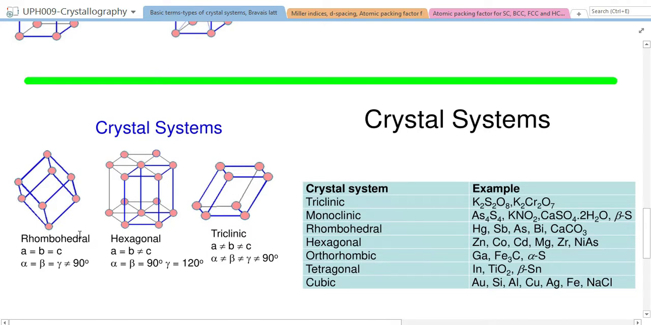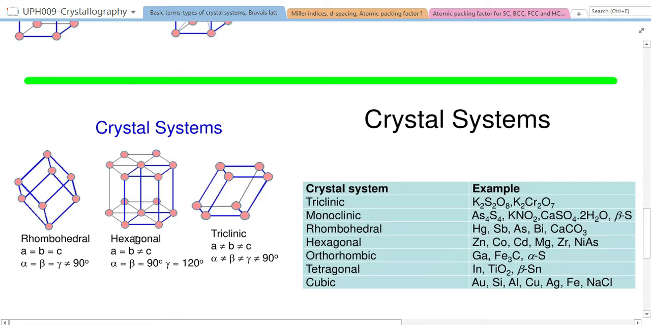So 1, 2, 3, 4, 3 more, right? 7 total. Then another is called rhombohedral. In this case, A is equal to B is equal to C, alpha is equal to beta is equal to gamma is not equal to 90 degrees. So there could be anything. So alpha is equal to beta is equal to gamma is equal to maybe 45, 50, 70, 80, not 90, sorry. So in that case, you have a crystal system unit cell which is rhombohedral.